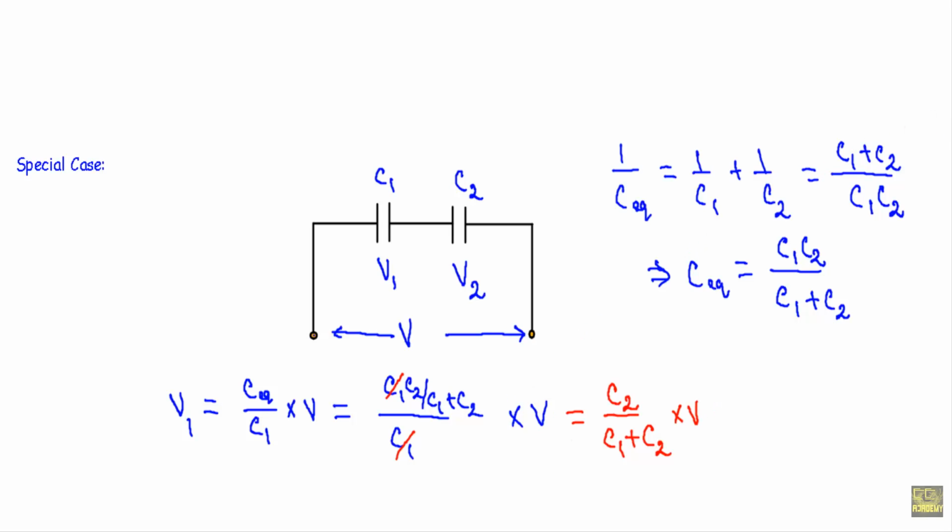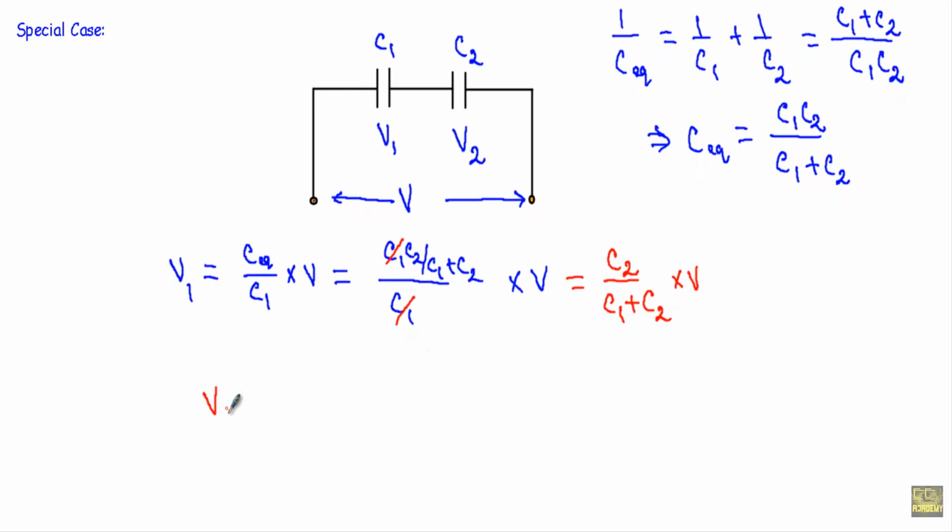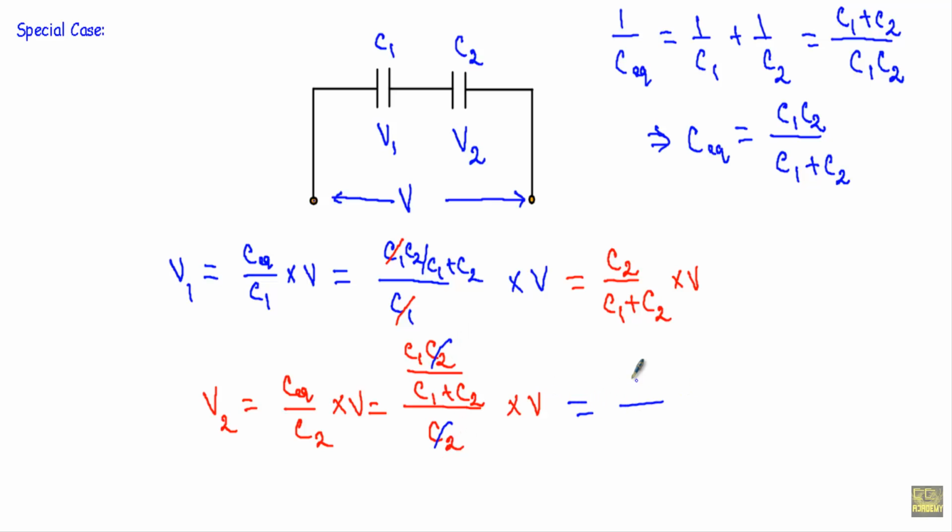Now if I want to calculate the voltage stored in the capacitor C2, that is V2, I will take C equivalent divided by C2 into V. Similarly, I can calculate C1 C2 divided by C1 plus C2, divided by C2 into V. See, this C2 and this C2 will get cancelled. Therefore, here I will get C1 divided by C1 plus C2 into V.